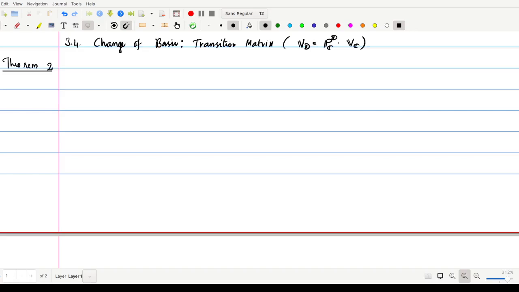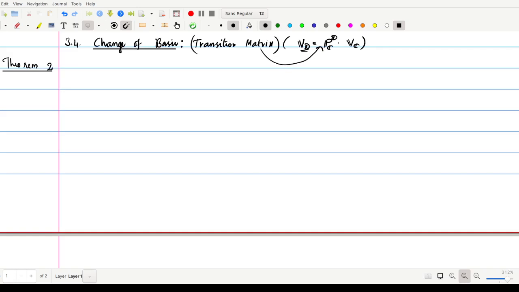Hi all. In the last class we have seen how to relate the coordinates of a particular vector v relative to two distinct bases, and we have seen that the coordinate of v relative to the basis D can be written as a matrix P times the coordinate of v relative to C. This matrix is denoted by P_CD, and we call this matrix the transition matrix.